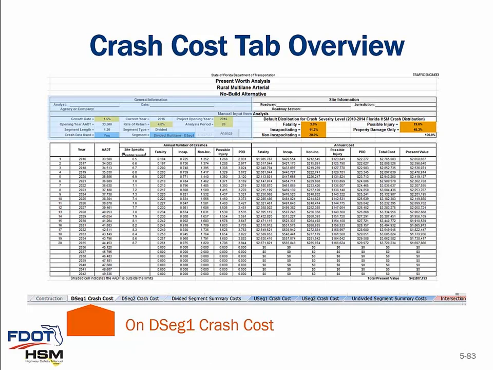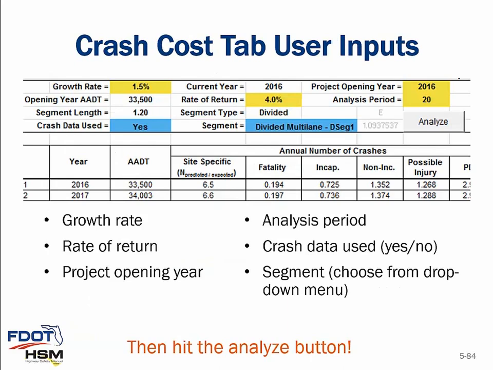So let's zoom in on that grayed in or blued in area so you can actually see what it says here. And this is where you enter that data that I talked about earlier, where you enter in the growth rate. What is the traffic growth rate over the life cycle? You know, what is that opening year ADT? You know, the segment length, that is all brought forward out of the 1738 spreadsheet. But in this case, we're saying crash data was used because we had crash data.